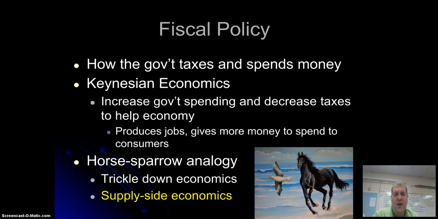The horse and sparrow analogy, trickle-down economics, supply side economics, this all comes from lowering the tax rate of the producers. By doing so, it's going to give them more of an incentive to open up new businesses and put money back into the economy. Therefore, they'll create more jobs this way. This is trickle-down economics, and this became popular with Ronald Reagan when he was president.